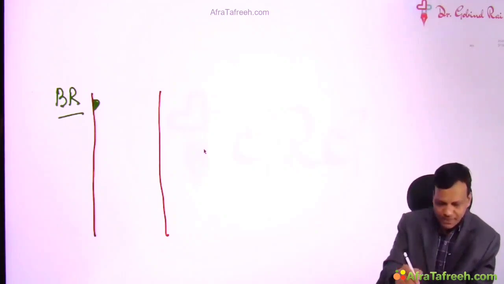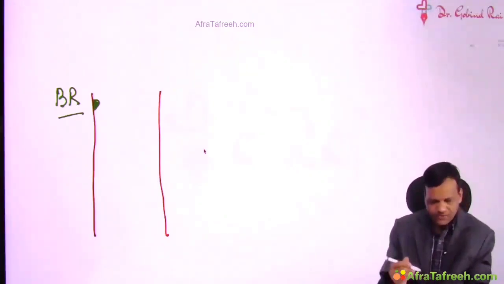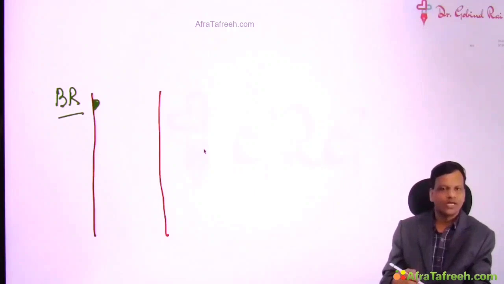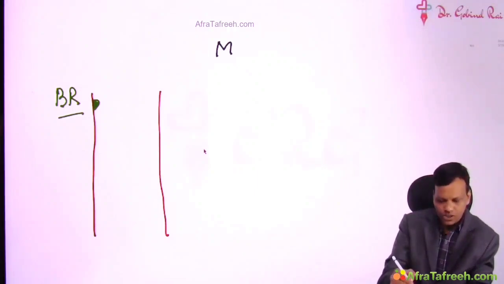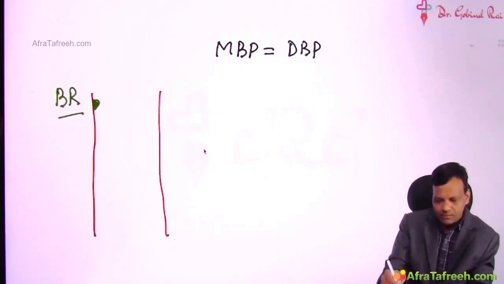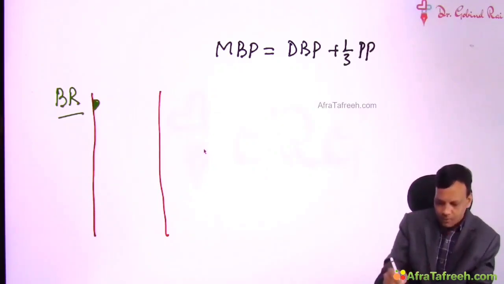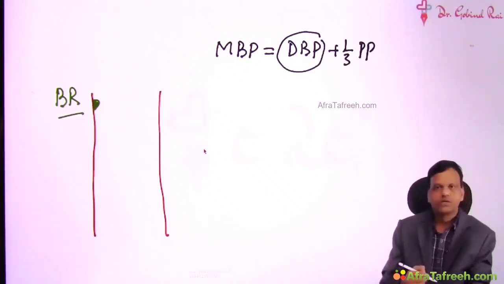Which blood pressure do baroreceptors sense? They sense mainly mean blood pressure. But as we know, in mean blood pressure the major component is diastolic BP. You must know the formula: mean blood pressure is equal to diastolic blood pressure plus 1/3 of pulse pressure. So the major component of mean BP is diastolic BP. So we can safely assume that baroreceptors mainly sense diastolic blood pressure.